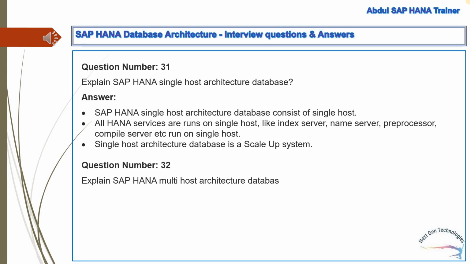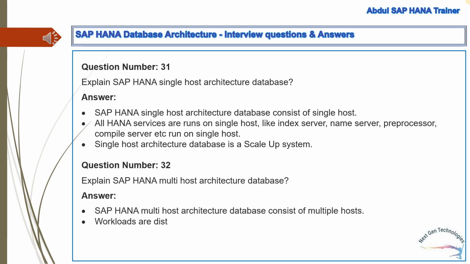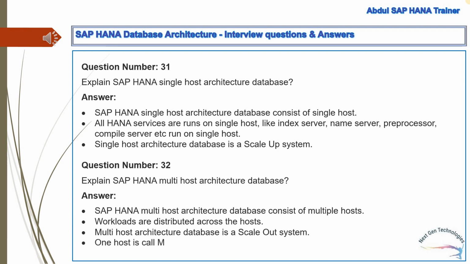Question number 32. Explain SAP HANA multi-host architecture database. Answer. SAP HANA multi-host architecture database consists of multiple hosts. Workloads are distributed across the hosts. Multi-host architecture database is a scale-out system. One host is called the master node and the remaining nodes are called slave or standby hosts. In the next session we will cover the most commonly asked interview questions in SAP HANA database installation preparations.